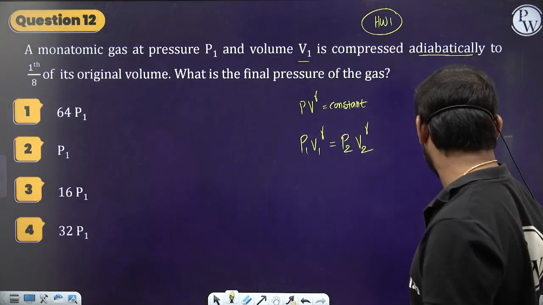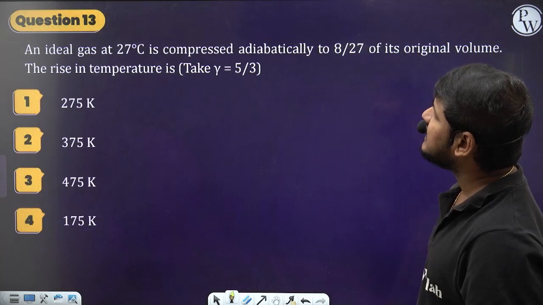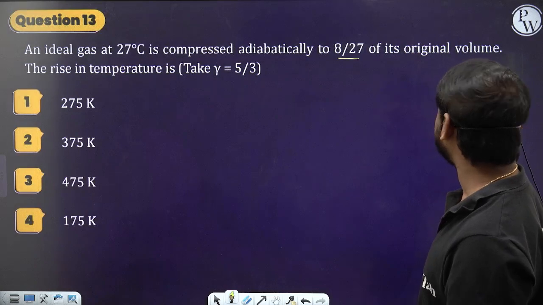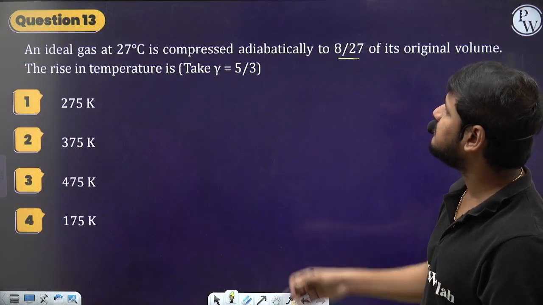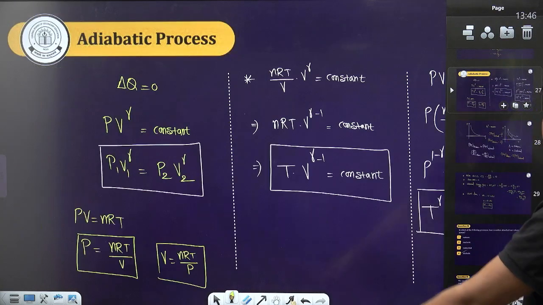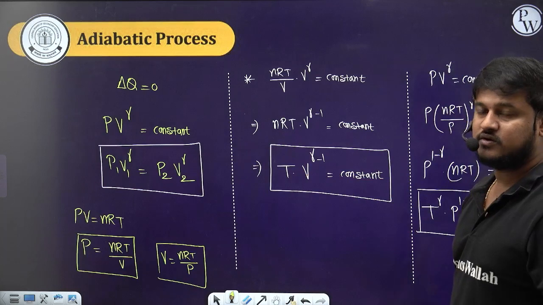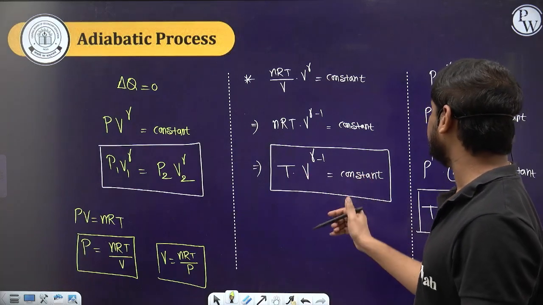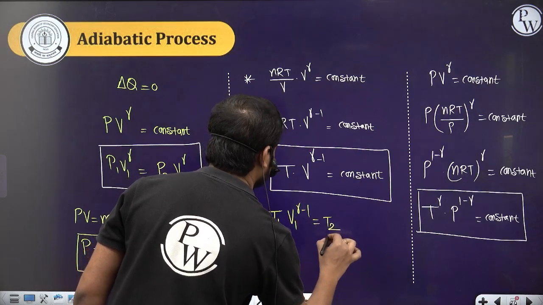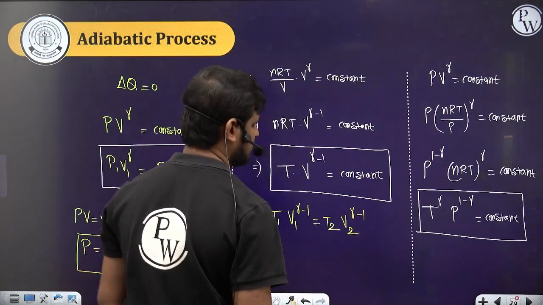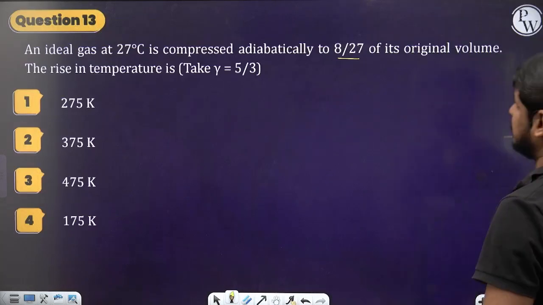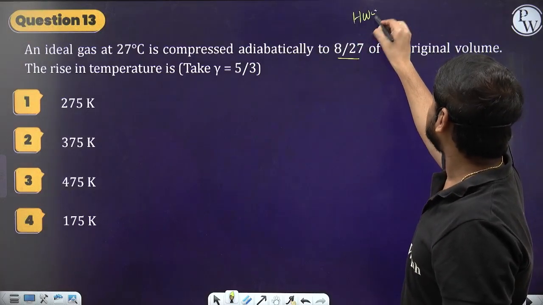Simple concept, right? Chalo. So an ideal gas at 27 degrees is compressed adiabatically to 8 by 27 of its original volume. Then we need the rise in temperature. You can use the TV relation: T1 V1 to the power gamma minus 1 is equal to T2 V2 to the power gamma minus 1. So you can use this in this question. I'm just giving hints, you can solve it easily. Take this as homework 2.